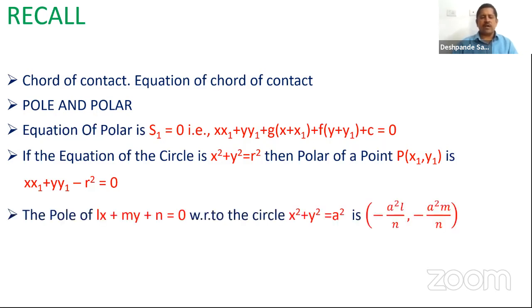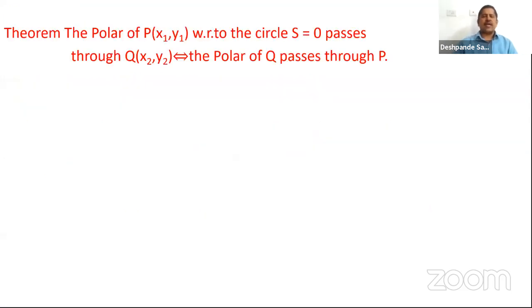Then we discussed finding the pole for the line lx plus my plus n is equal to 0. For the circle x square plus y square is equal to a square, the pole is given as (minus a square l by n, minus a square m by n). Then if the circle equation is S is equal to 0, you have followed a procedure in finding the pole. These were the concepts which you have taken in your previous classes, and you have done an enormous number of problems on this. I also hope that you have done all the practice problems given as assignments. So let us get into the topic.